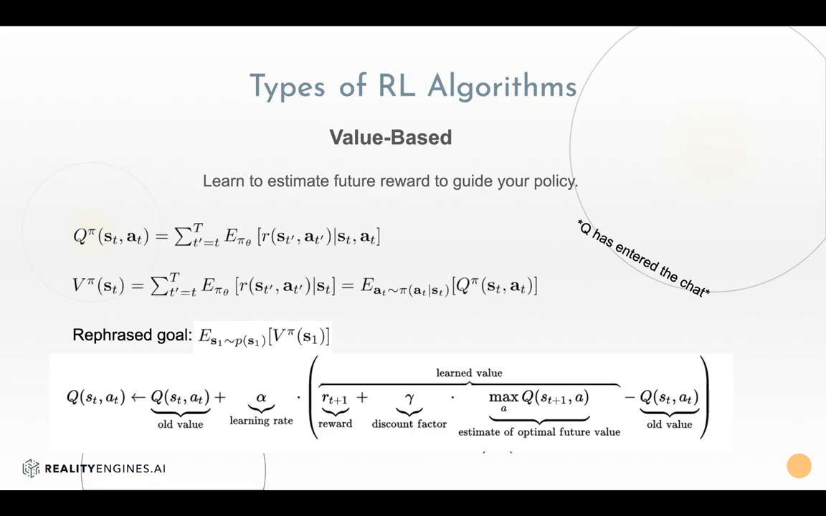And then based on this Q value, we say the value of the state given this policy is the expected value of the Q, the expectation of the Q values, over the actions that we sample from our policy. So given this reformulation, the goal of RL can be rephrased to be the expectation of simply the value at the current state. This helps us reduce the problem recursively to just caring about what the value is at the current state.